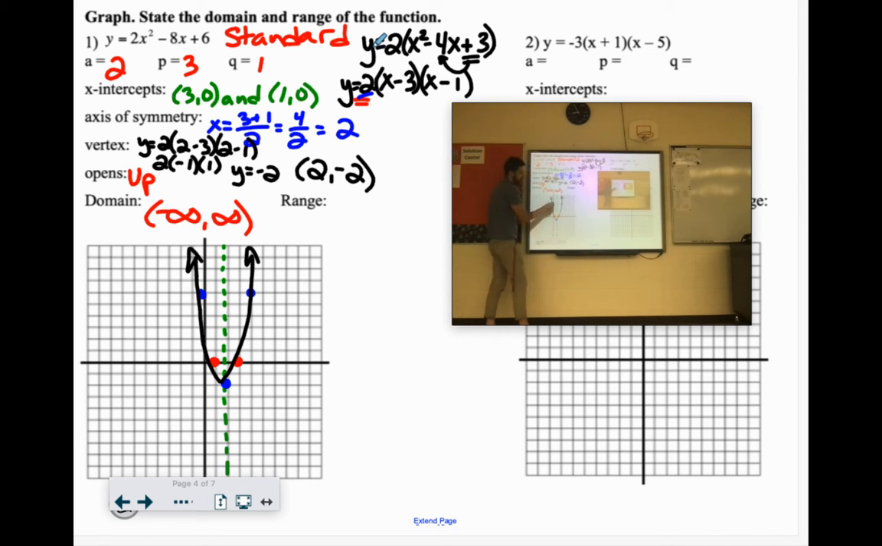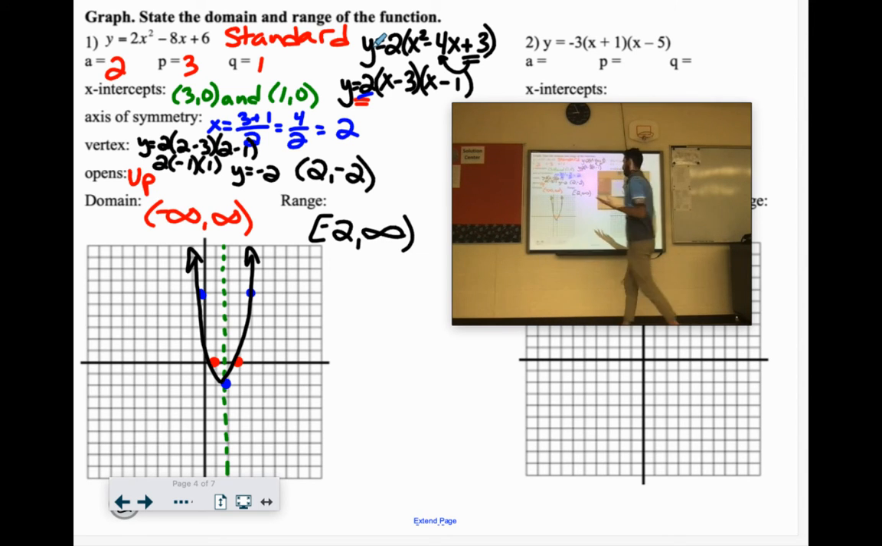So then we can figure out the range. The lowest we were ever at was our vertex, which was negative 2. And we know it opens upward, so we know that's the bottom point. So it's the minimum, so we go towards positive infinity. That one was pretty tough.